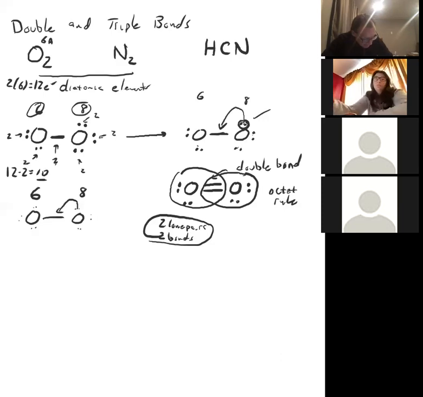Same idea. No central atom because there's only 2. One bond. You start with a single. Lewis structures generally start with singles, and then if you need a double or a triple, you'll do it. So how many electrons? Nitrogen is in group 5A, so it has 5. There's 2 nitrogens, so that's 10.